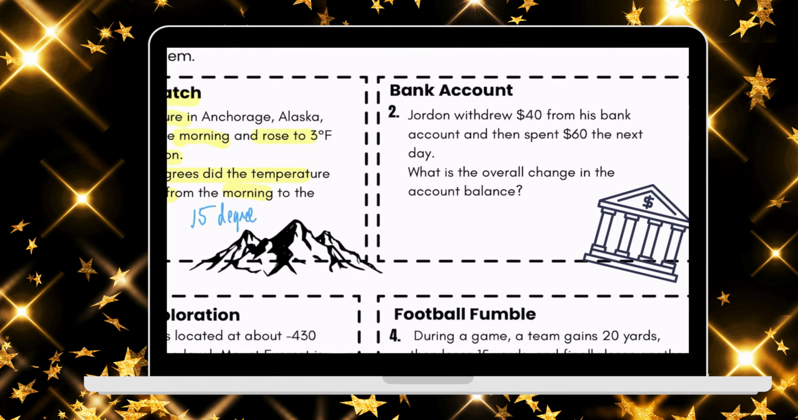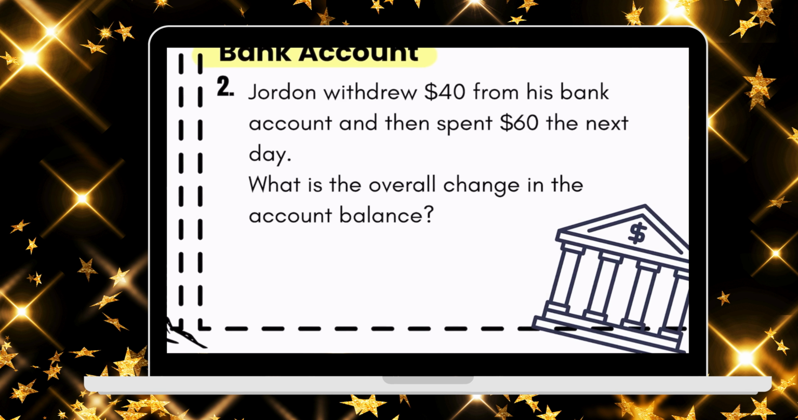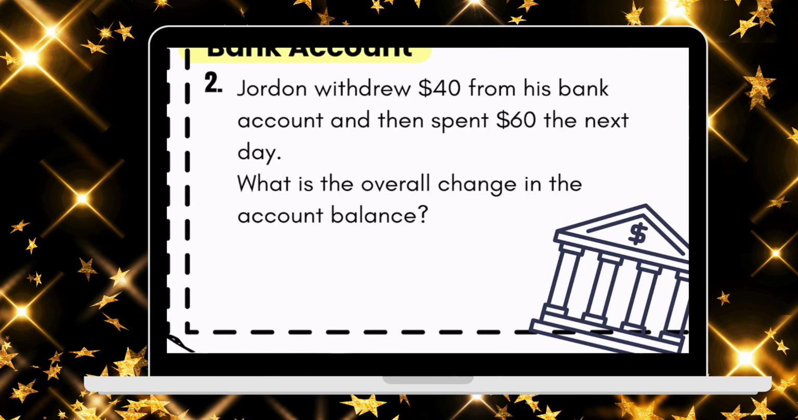All right, let's do one more problem, bank account. So we want to make sense of this information. Again, thinking about absolute value and distance from 0. So Jordan withdrew $40 from his bank account and then he spent $60 the next day. What is the overall change in the account balance? So when we think of withdrawing money, it's like taking away $40, right? And then he also spent $60. Okay, so it's a loss of $40 and it's a loss of $60.